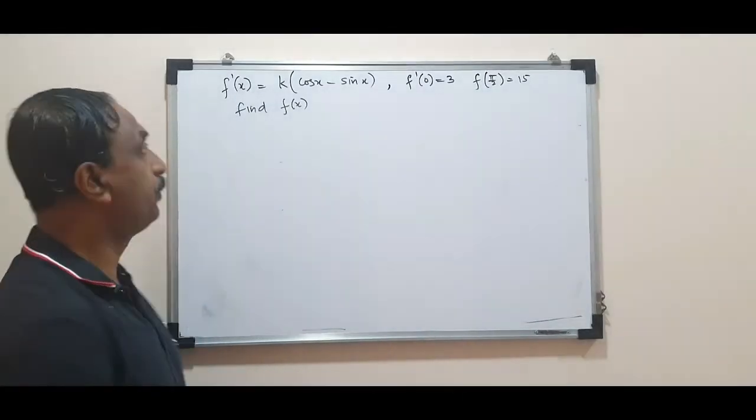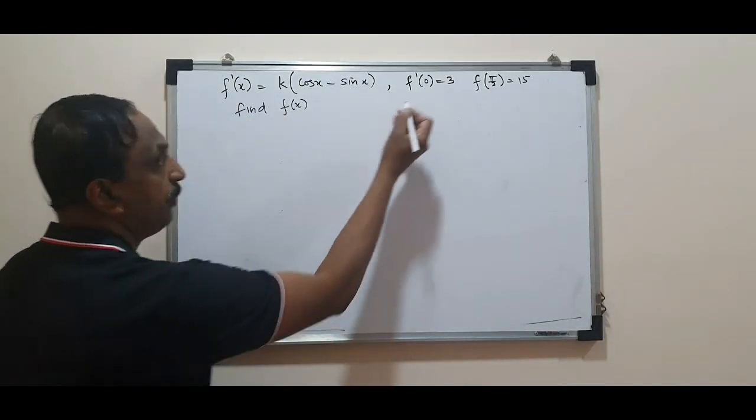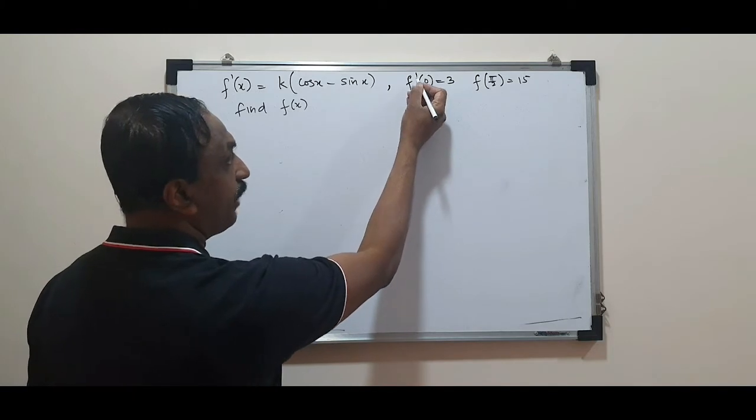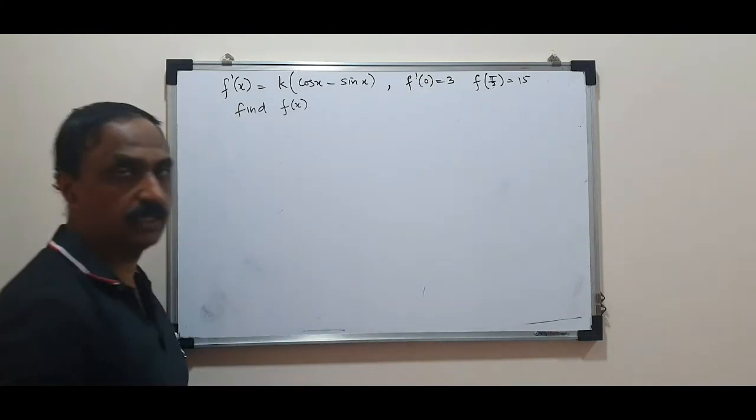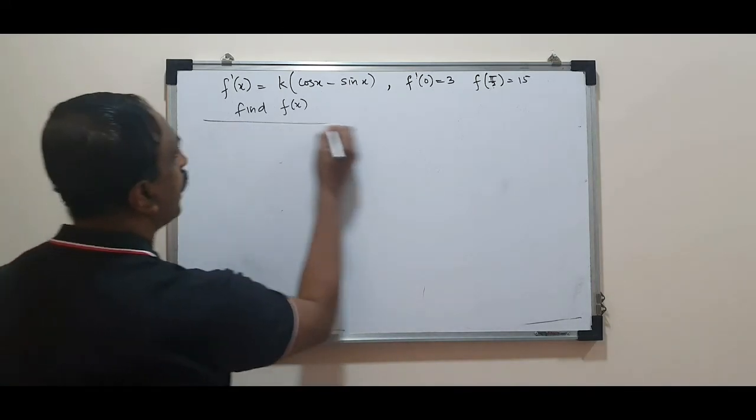A small change in the problem. Again, f dash of x is given. You're asked to find f of x. But instead of giving f of 0, they give you f dash of 0 and f of pi by 2. That's all the difference. Here there is a small difference between the previous and this. So let's see how to do it.